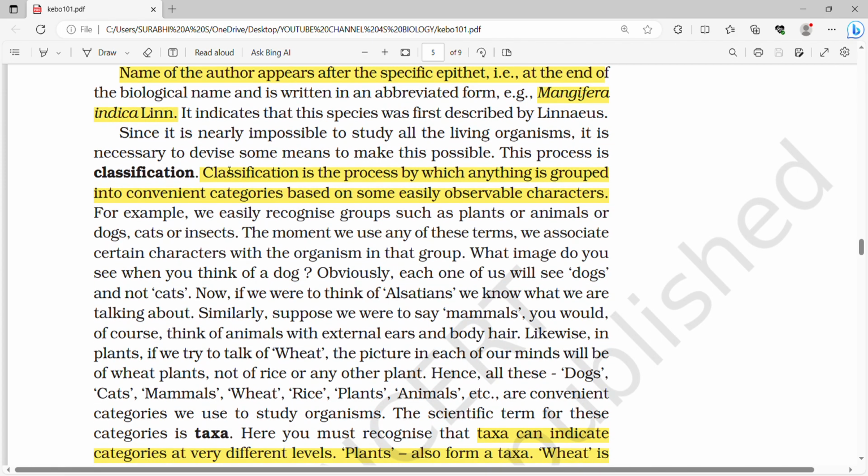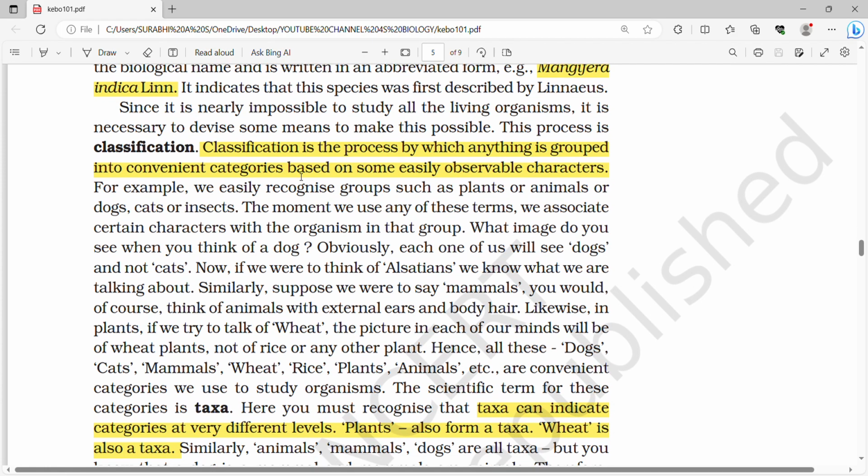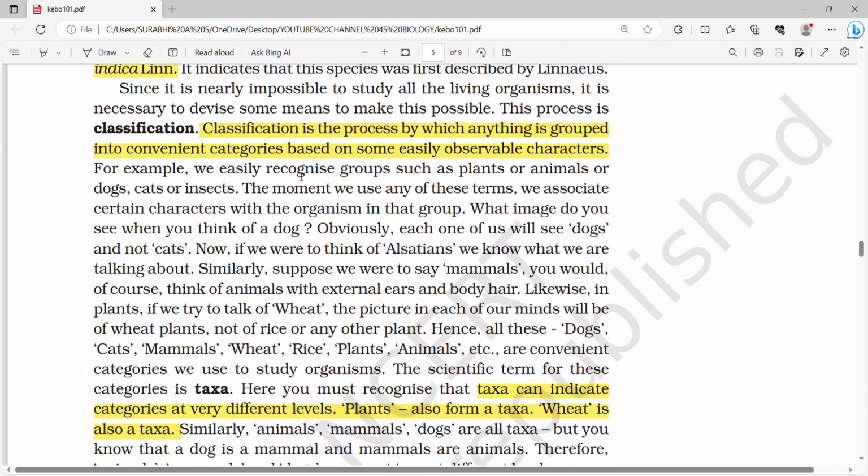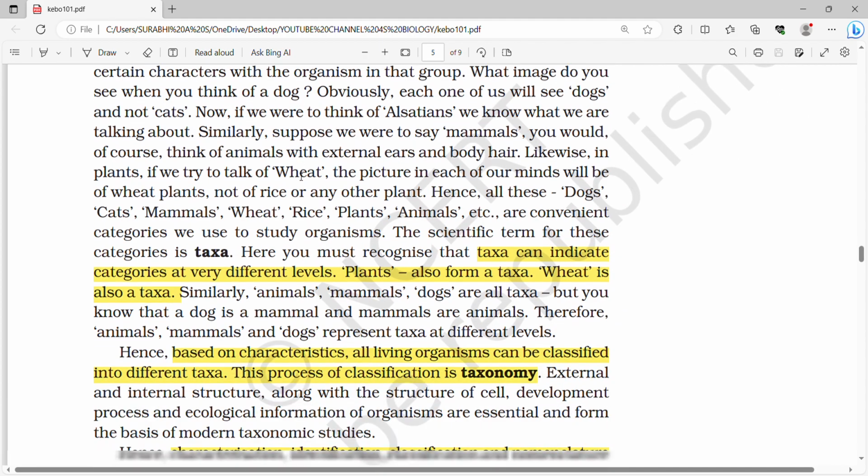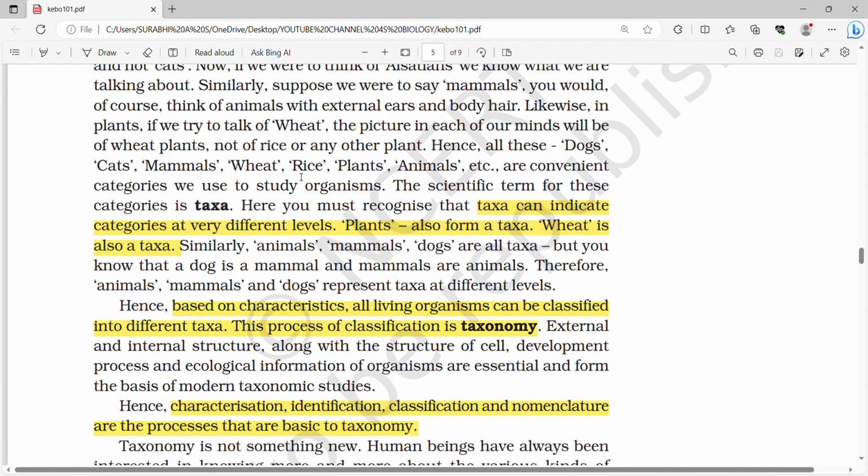Next, they have mentioned classification. Classification is the process by which anything is grouped into convenient categories based on some easily observable characters. This is basically classification. You need to know what is nomenclature, identification, and classification. Next, I have spoken about taxa here.